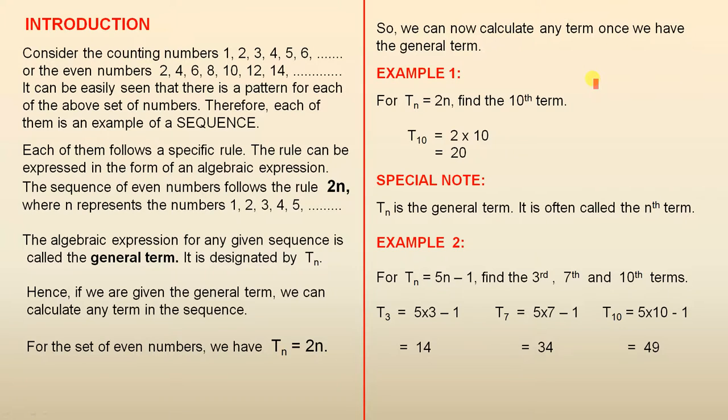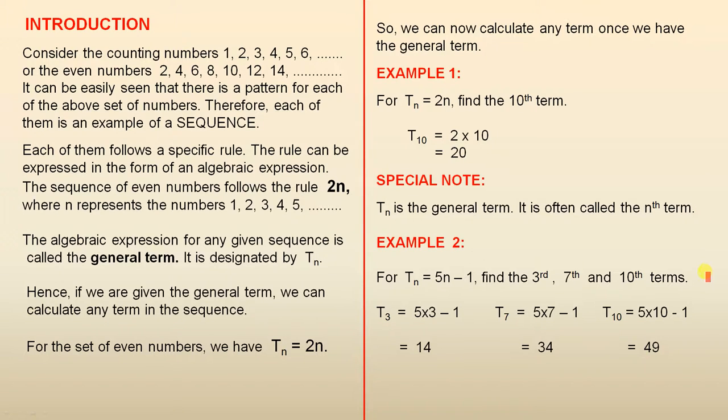Example 1. For Tn equals 2n, find the 10th term. Just substitute n equals 10 and the 10th term is 20. Special note, Tn is the general term. It is often called the nth term.